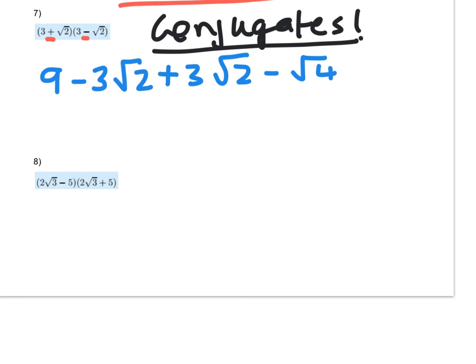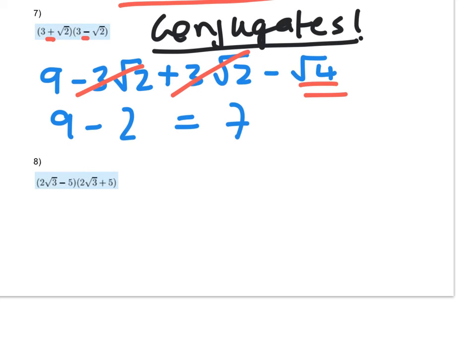Okay? Now, because they're conjugates, watch, look, these two middle terms, minus 3 root 2 and plus 3 root 2, cancel each other out. Okay? So I'm left with 9 minus root 4. And root 4 is 2, remember? So 9 minus 2. And the answer is 7.